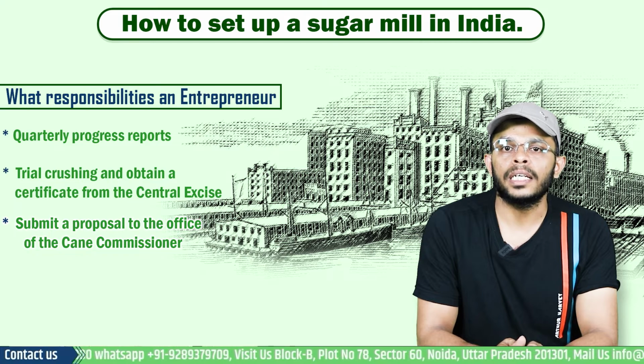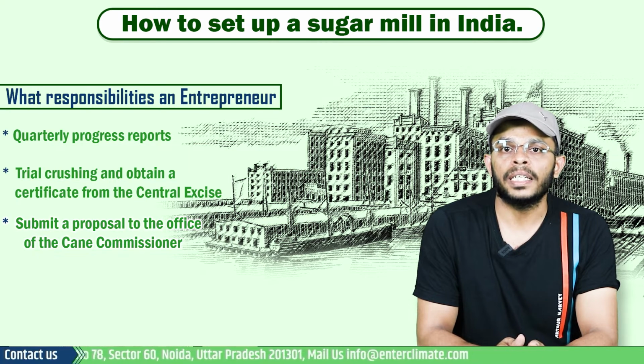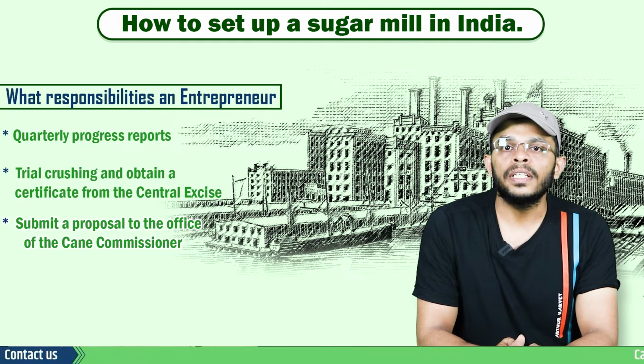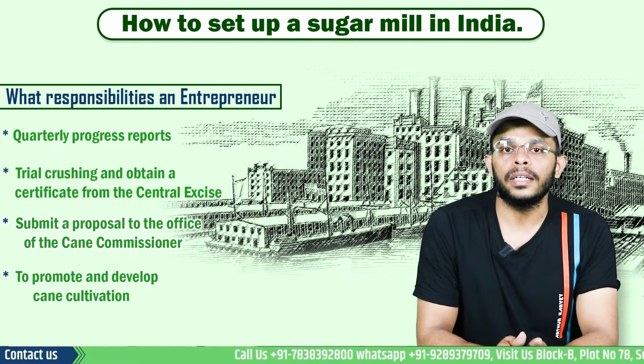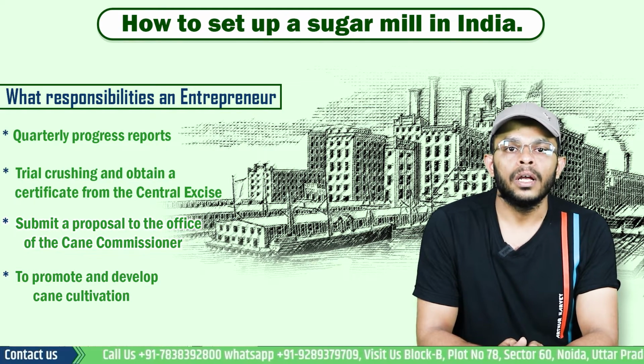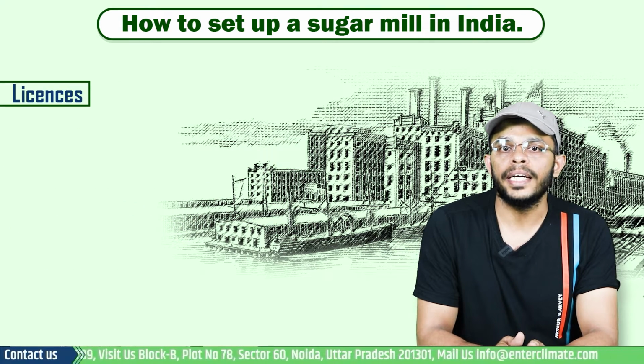The office of the cane commissioner will forward a letter to the deputy cane commissioner of the respective district to verify the authenticity of the proposal and verify the location of the chimney. After the cane area allocation order from the state is obtained, the entrepreneur has to promote and develop cane cultivation in the area allotted.